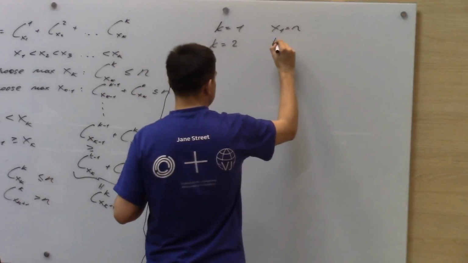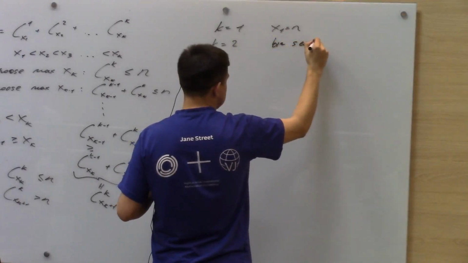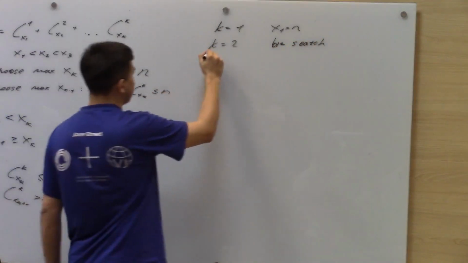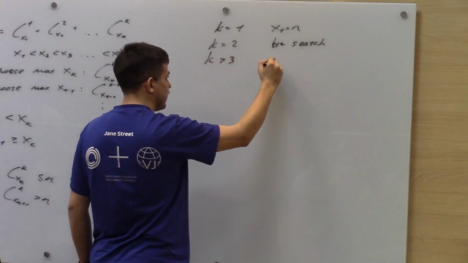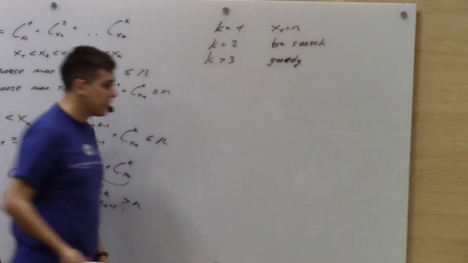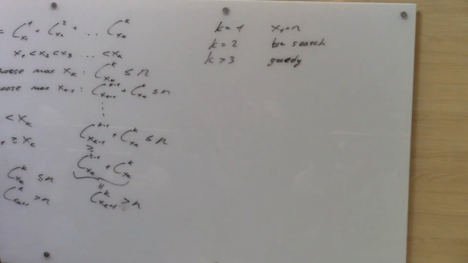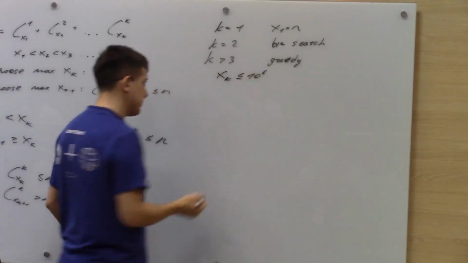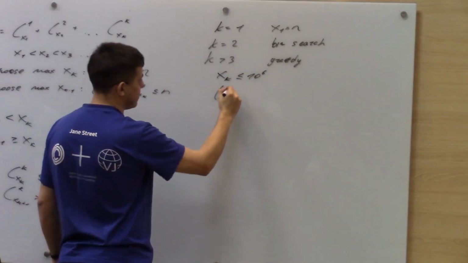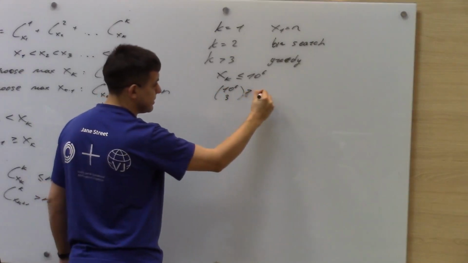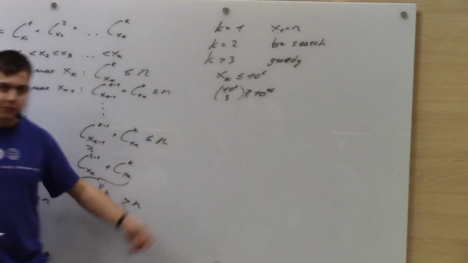So in this case, you can use, for example, binary search, since the formula for the second binomial coefficient is easy enough. And when k is greater than or equal to 3, you can just find the maximum xk greedily. You just find the maximum, find the maximum, find the maximum, since all xk's will be less than 1 million, because 1 million choose 3 is greater than 10 to the power of 16, which was the upper bound in this problem.